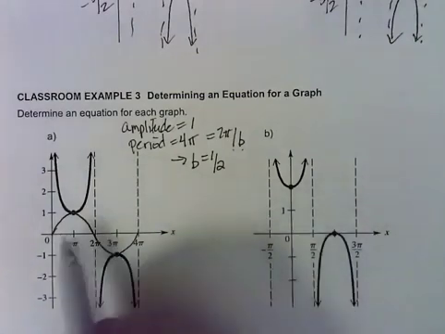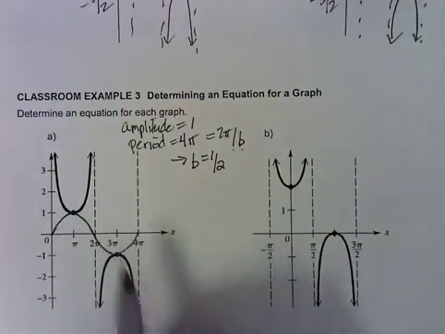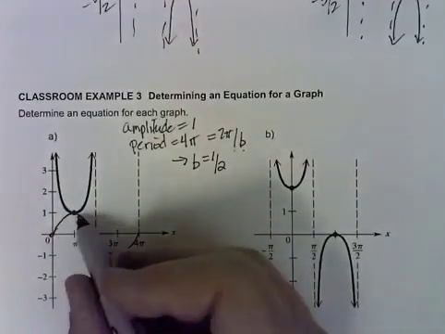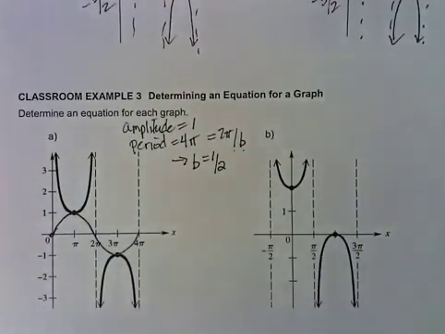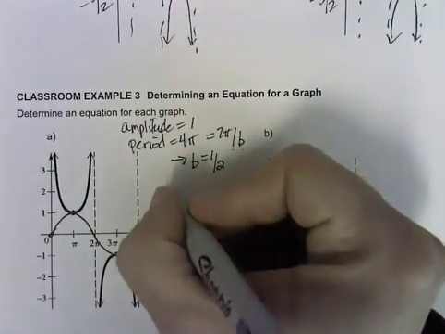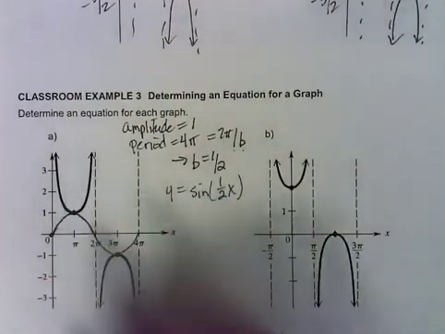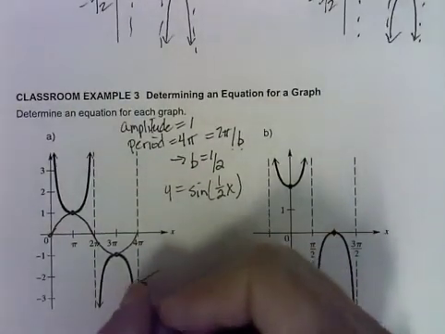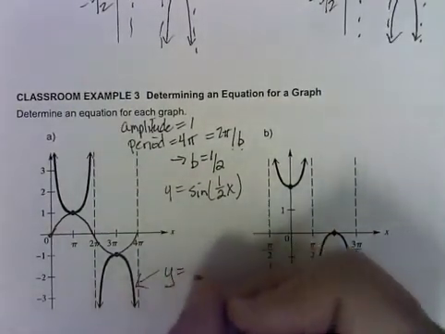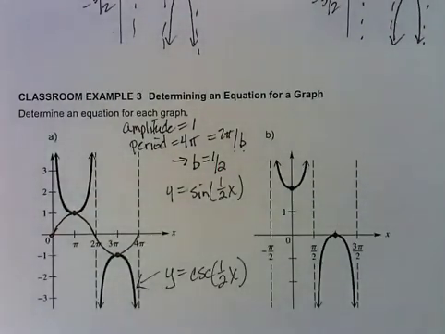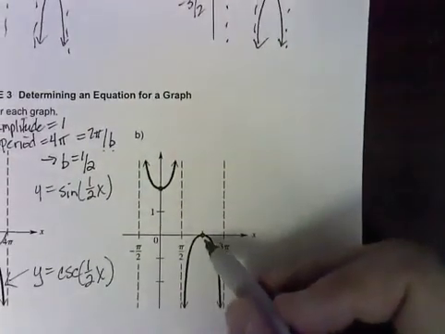The other thing I need to know is which function this is. Is it sine or cosine? Since it's starting here at the origin and going up, that means it's the sine function. So this graph that I drew in here would be y equals sine of 1/2 x. That means that the original graph, so this graph, is the graph of y equals cosecant of 1/2 x. Let's do the same thing for this one.